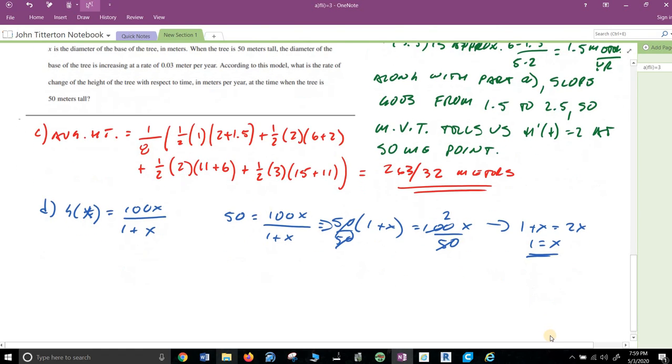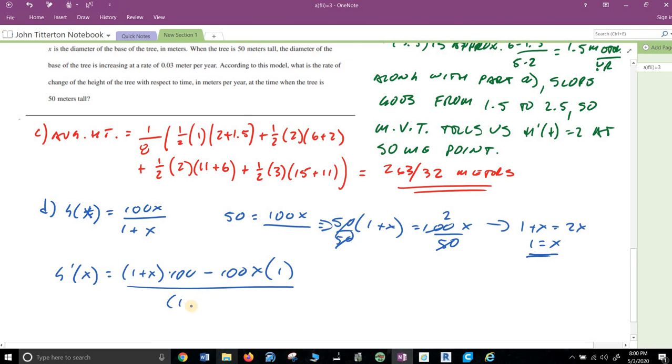So, little derivative time. G prime of x equals low d high minus high d low over low squared times dx dt. Are they giving us a rate? Meters per year, dx dt. So that is the base of the tree. Diameter is given per the height. Okay, so this is 0.03.